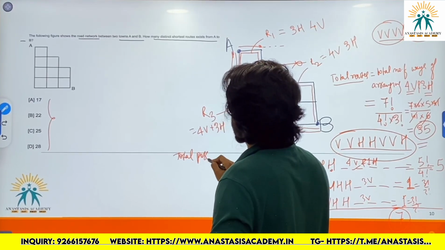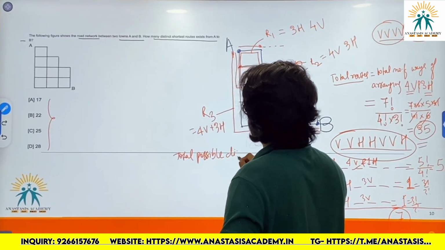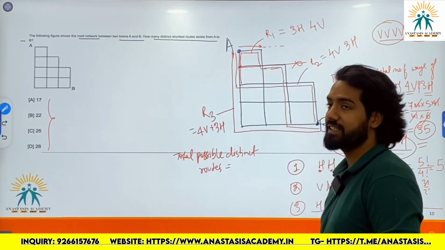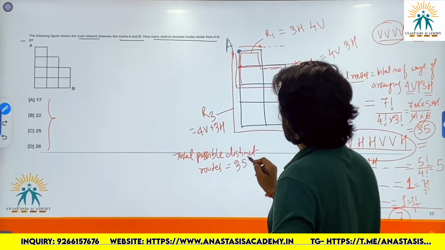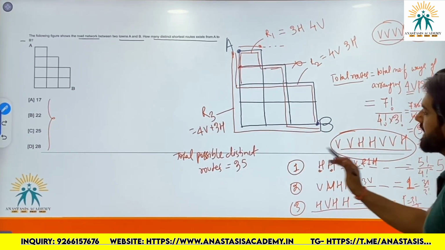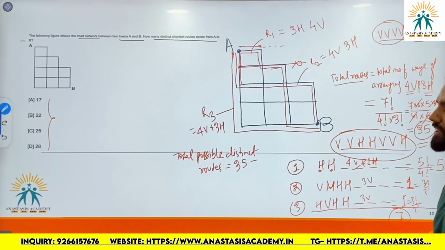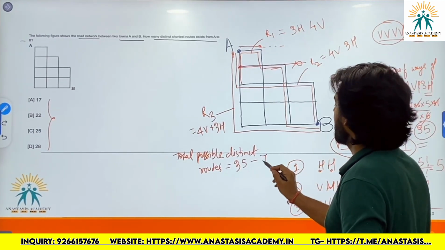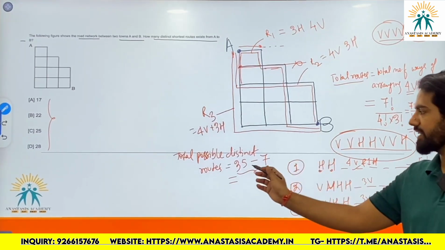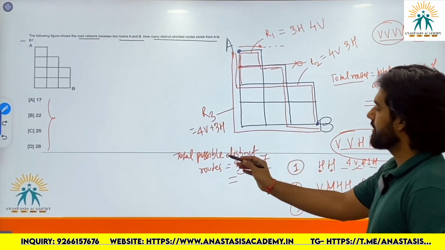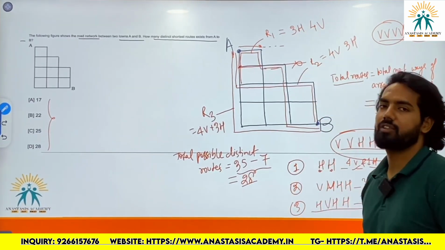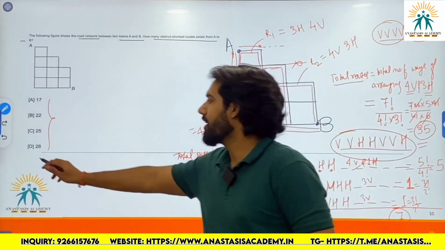So the total possible distinct routes would be how much? 35, that is the number of arrangements of 4 V's and 3 H's, minus all such routes which are not possible. And how many such routes are there? 7. So the correct answer, the total number of possible distinct routes, would be 28 routes. So the correct answer to this question would be option D.